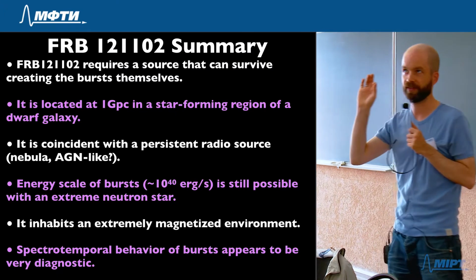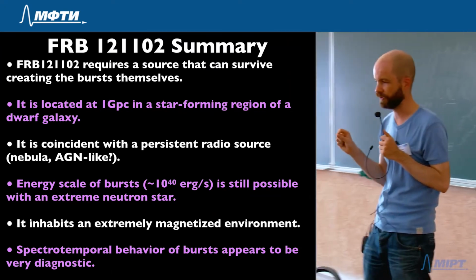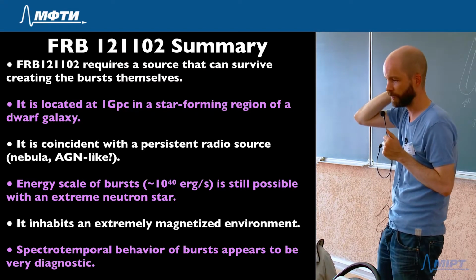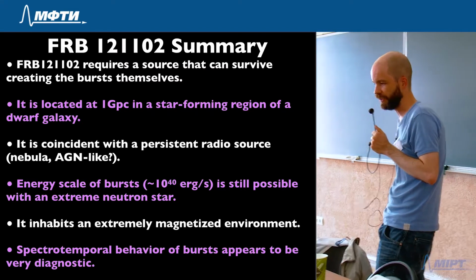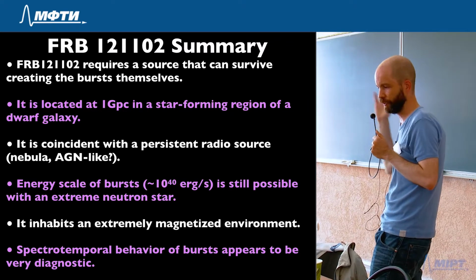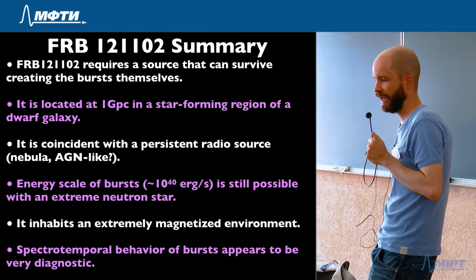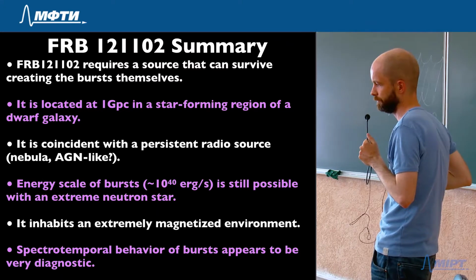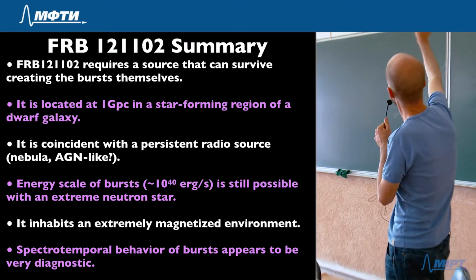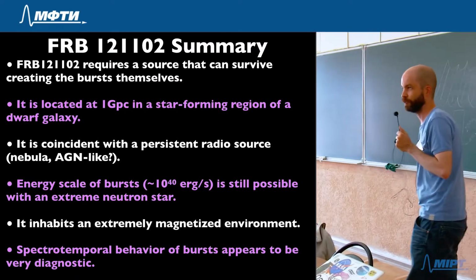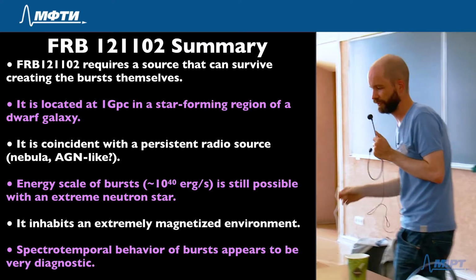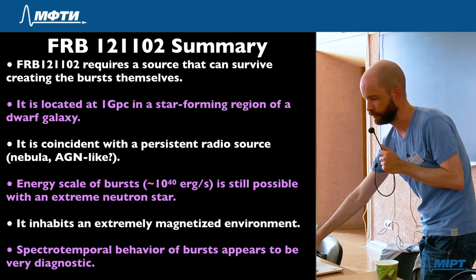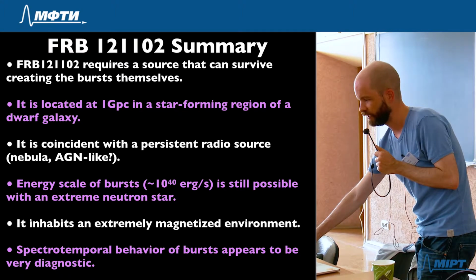Now it's consistent with this persistent radio source, and we think that that radio source could be a very, very luminous nebula, like the Crab Nebula, or maybe an AGN. We have the energy scale of the burst now, 10^40 ergs per second, and through Faraday rotation, we know that it inhabits an extremely magnetized environment as well. Now, the main thing that we're working on now is trying to measure the spectrotemporal properties of the burst, so the brightness of the burst as a function of frequency and time, to figure out what kind of role lensing is playing.